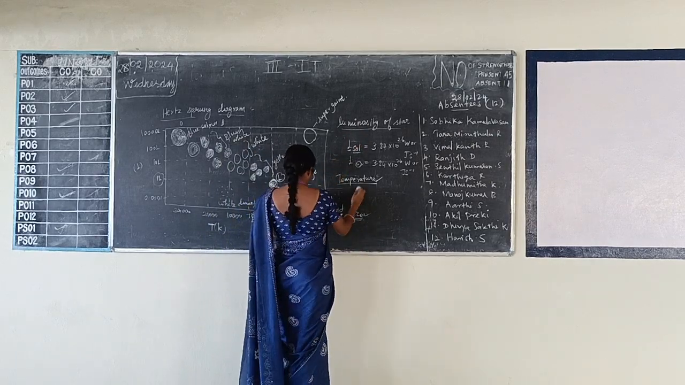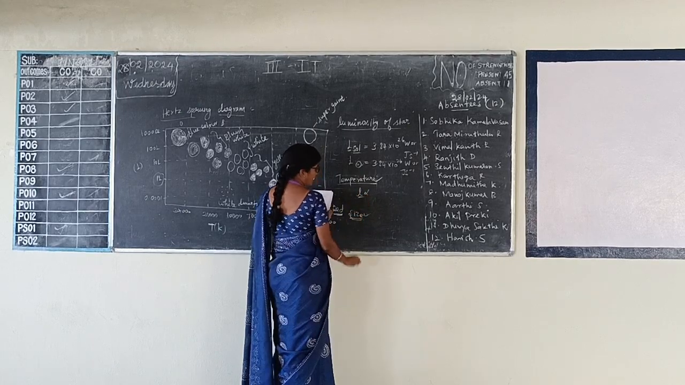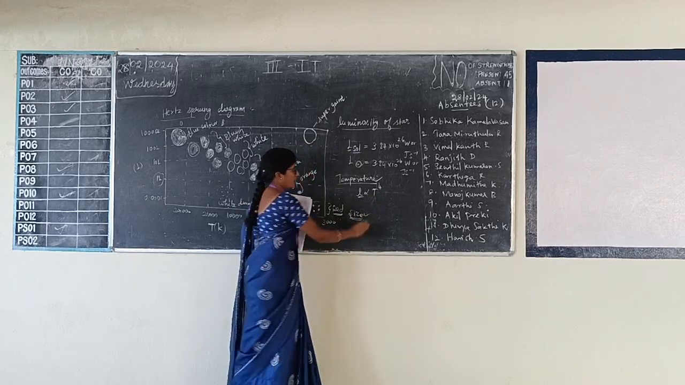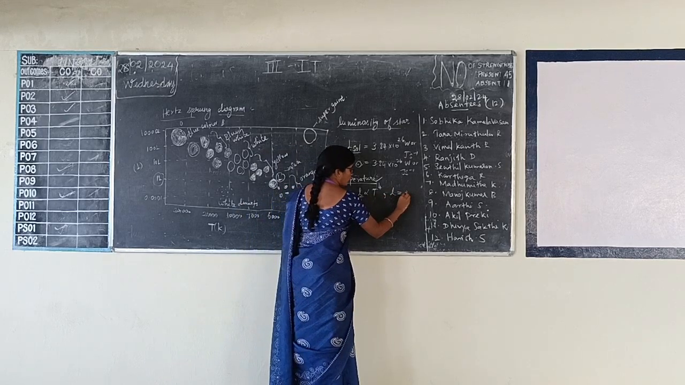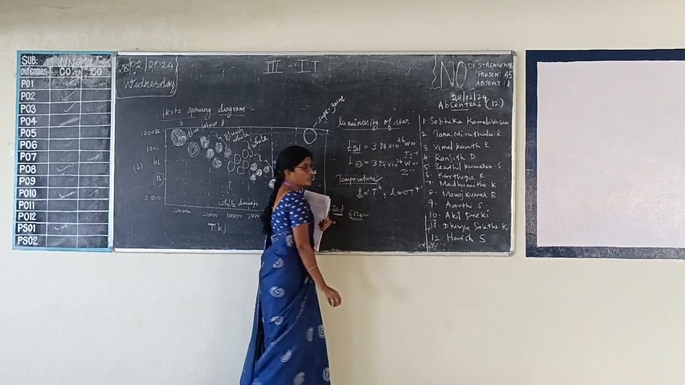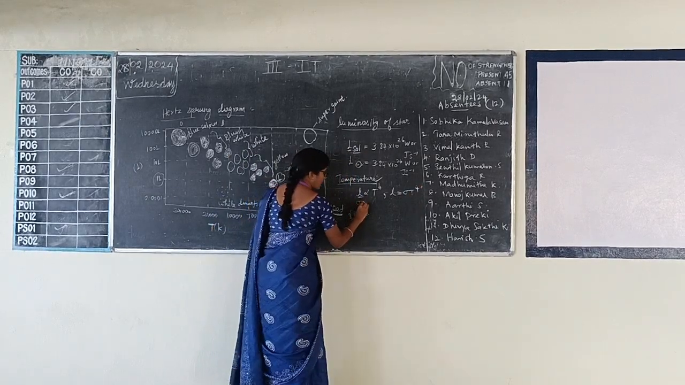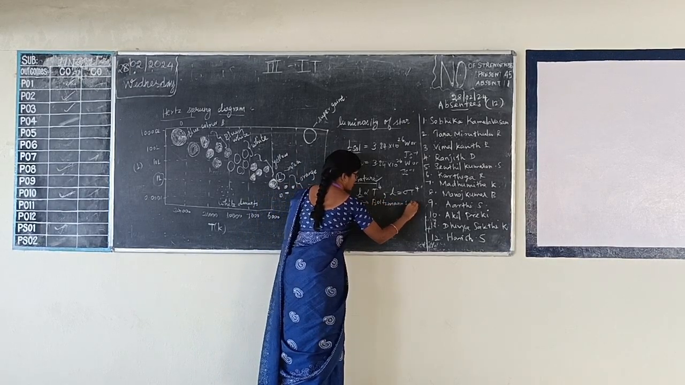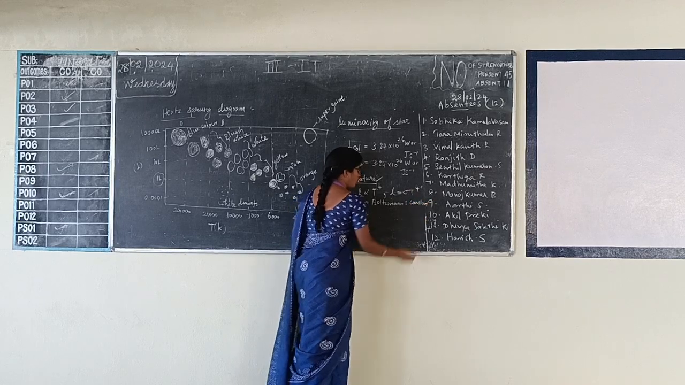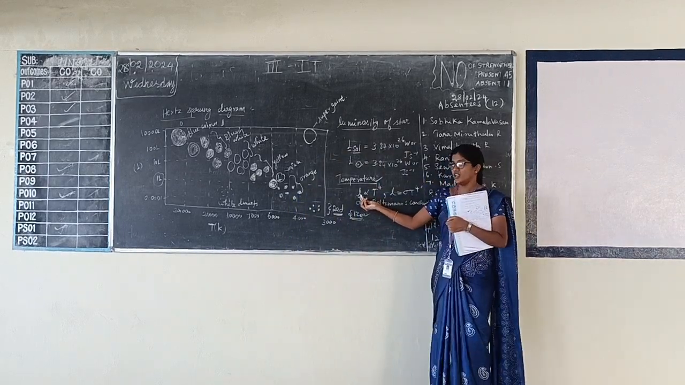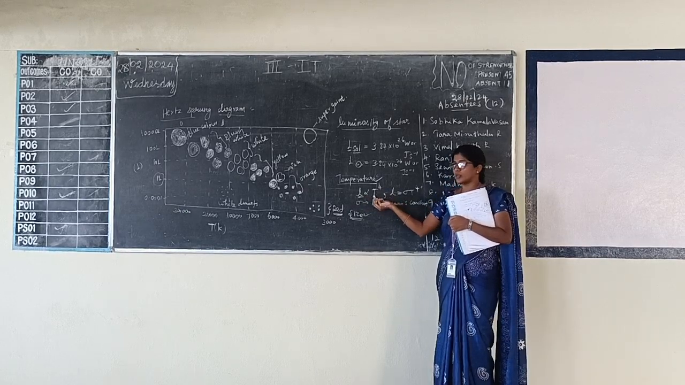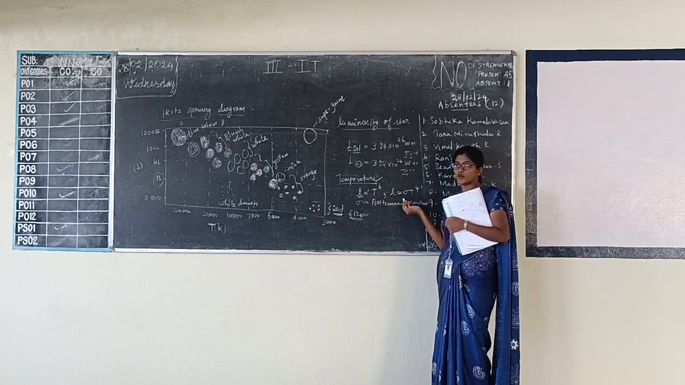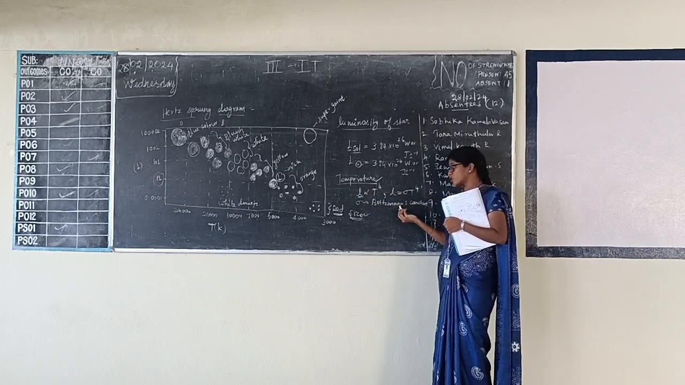L is the power radiated, directly proportional to T. So L equals sigma T power 4. Sigma is the Stefan-Boltzmann constant. This is the basic formula. The power radiated L is directly proportional to the fourth power of its temperature. Proportional becomes equal with a constant, and that constant is called sigma. Sigma is the Boltzmann constant.